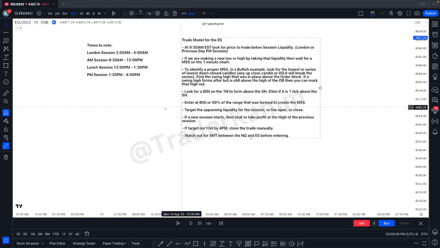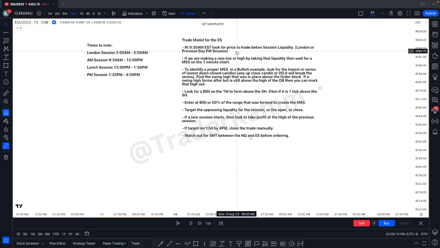So the model for the ES is, at 9:30 we are looking for price to trade below session liquidity, London or the previous day. Depending on how far off we are from London or the previous day PM session, we could already be way below those, and then maybe there's a previous AM session in the way. Sometimes you will note that the AM session could be a draw if these are already taken and price hasn't given you any kind of market structure shift and it's still heading down. So these are all good liquidity pools to watch out for.